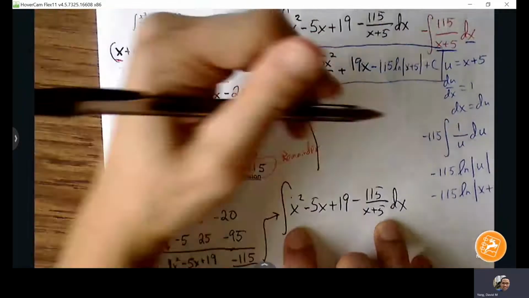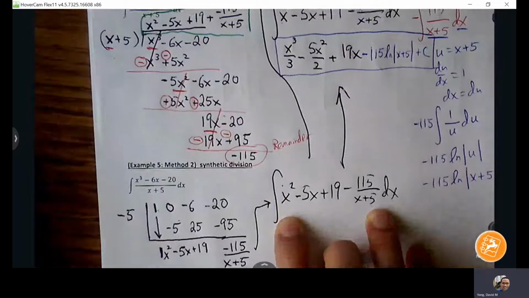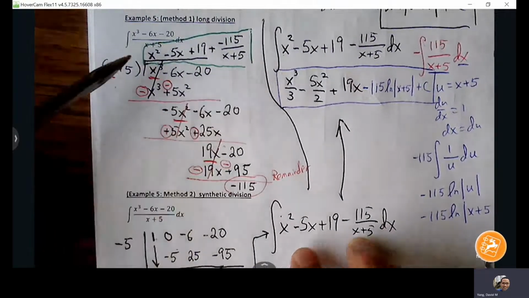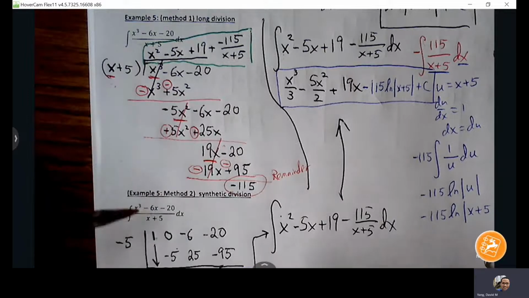And if I go through the same process as before, power rule and then U substitution, I'll get the same answer as before, right? Same problem, different method. Synthetic division is faster, but it only works if you're dividing by x to the first power.